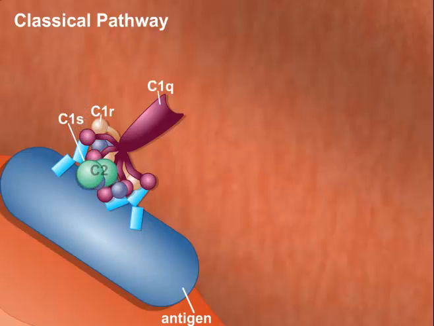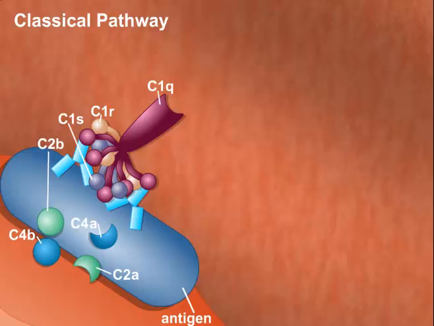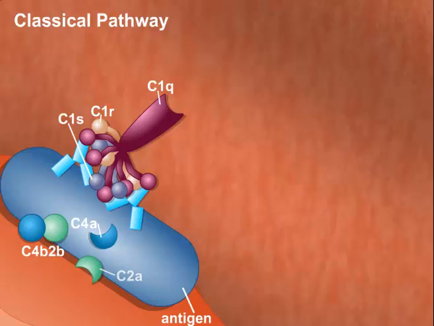C1s then acts on C2, cleaving it into C2a and C2b. Then C1s cleaves C4 into C4a and C4b. C2b and C4b bind to the cell near the antigen-antibody complement complex, and C2a and C4a are released.